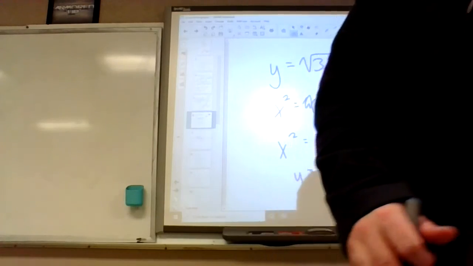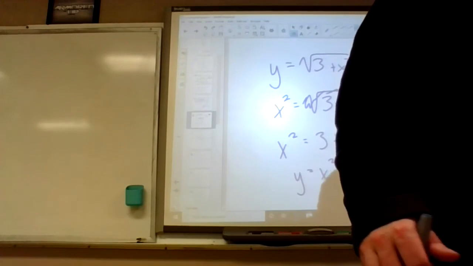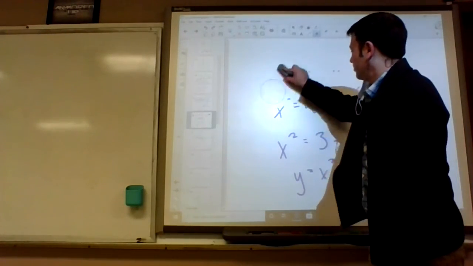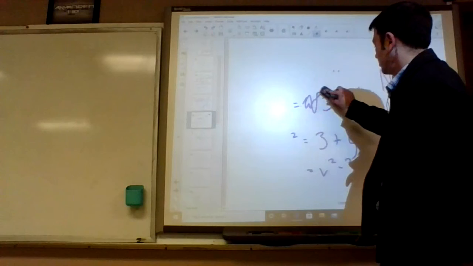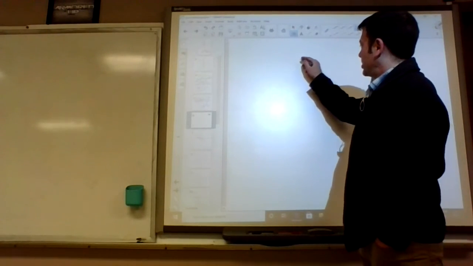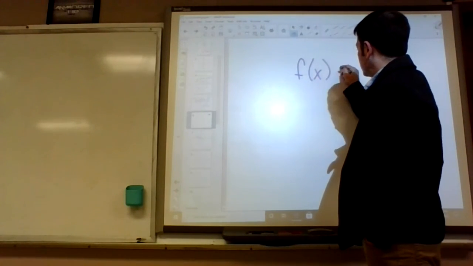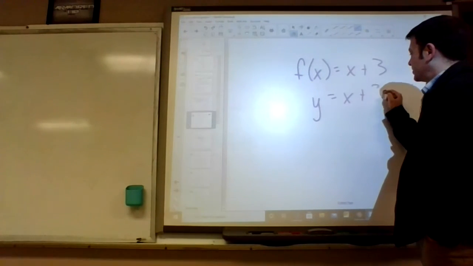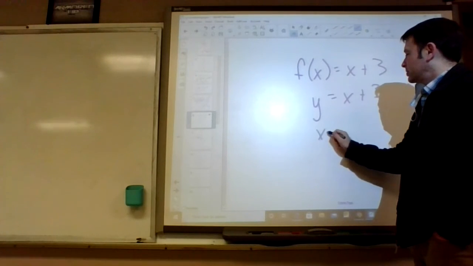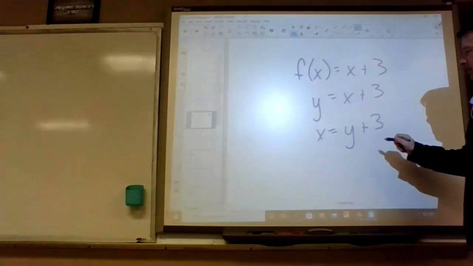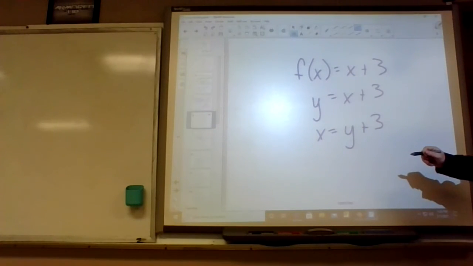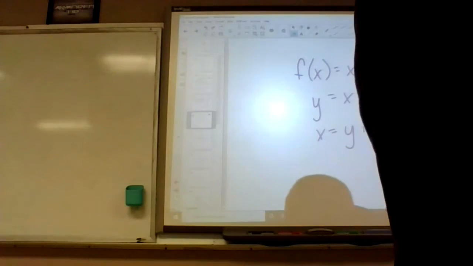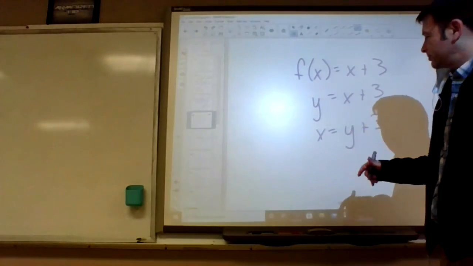Oh, we have to find the rule. Okay, the second row. So you guys remember how we found the inverse function? Yeah, obviously. We did what? Switch the x and y. What number is this? And then go ahead and solve for what this is. Find a rule for the inverse.